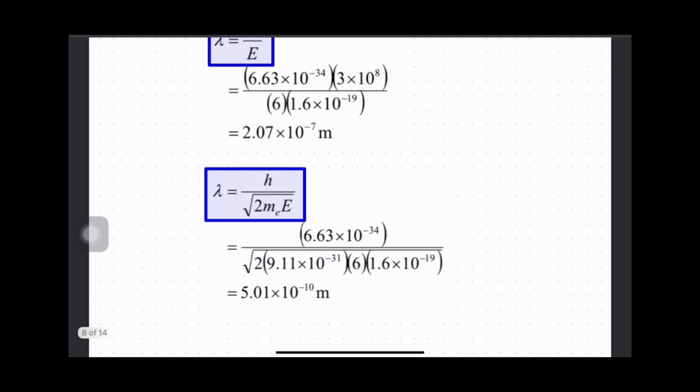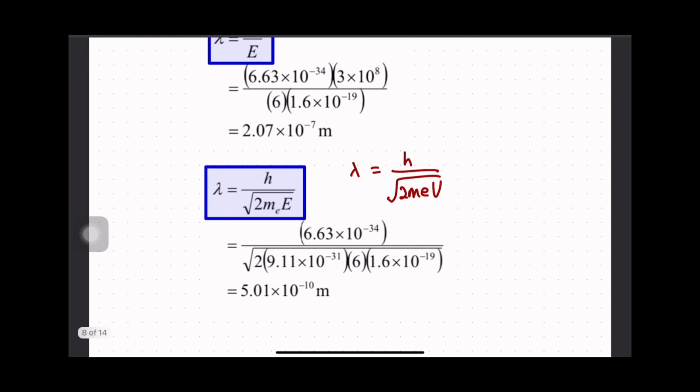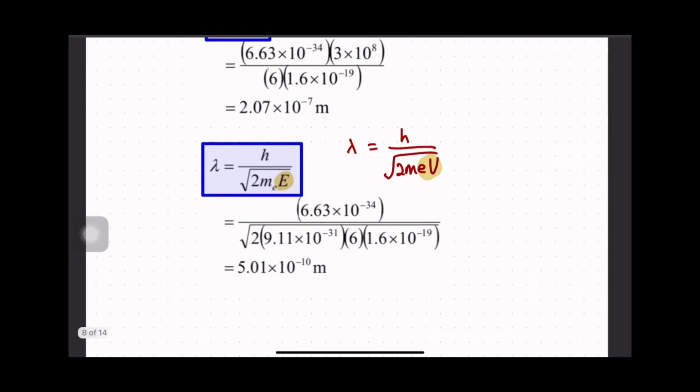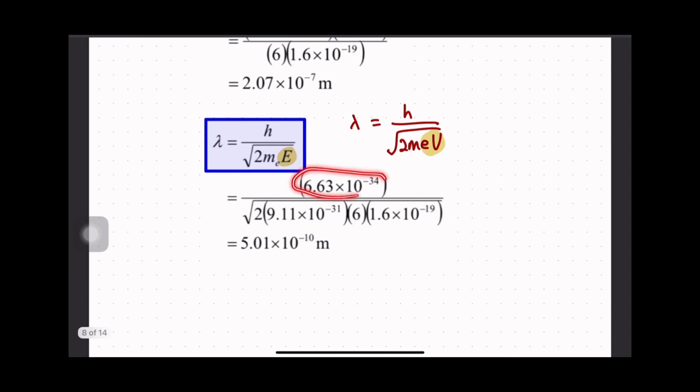It is not the same as this formula. I mean, if you want to use this, you cannot use lambda is equal to h over 2meV. You cannot use this formula because you don't have a potential difference. You have energy. So this one is replaced with this one. Okay, so substitute the value. Okay, h over 2m, mass of electron because it uses electron, and its energy is 6 times the elementary charge to get it in the unit of joule. Okay, so we get 5.01 times 10 to the power of negative 10 meter.